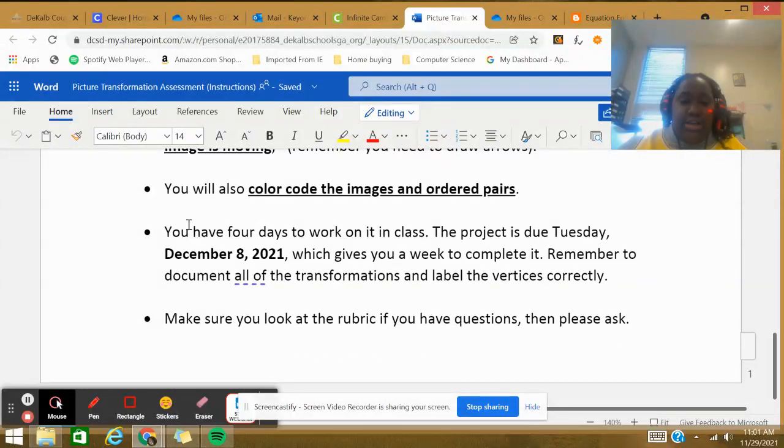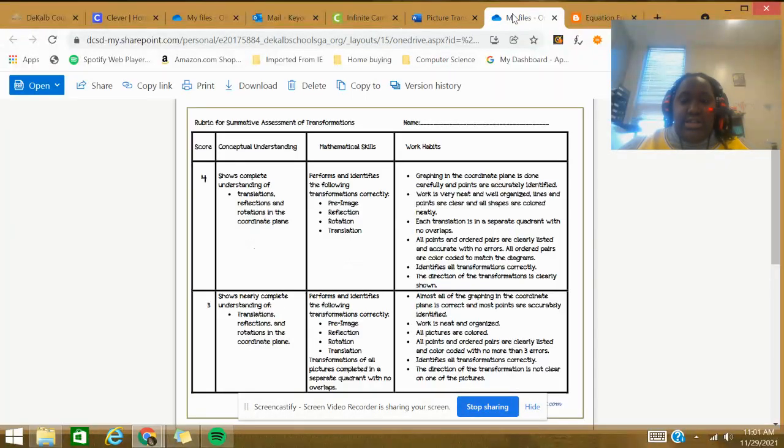Guys, you will have 4 days during class time to complete this. We start the project on Tuesday, so it will be due Tuesday, December 8th, which is next Tuesday. And so it gives you a week to complete it. Remember to document all the transformations and label the vertices correctly. Make sure that you look at the rubric if you have questions. So let's take a look at the rubric.